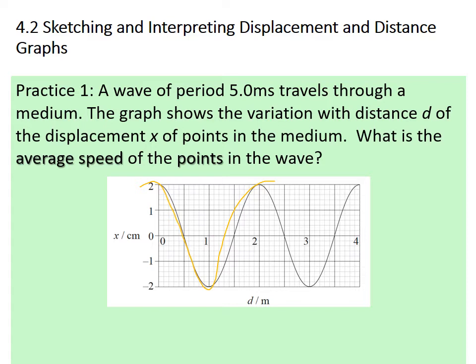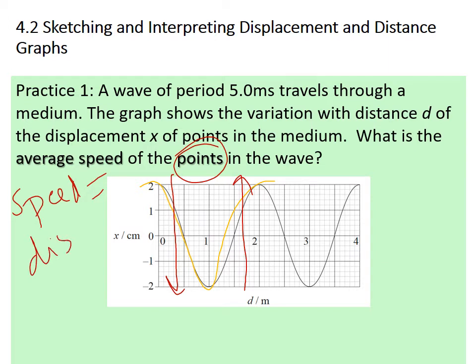Rather, the particles will oscillate up and down in one period, in one oscillation. So they'll go from 2 to -2, and then from -2 back up to +2. That's what the points are doing in the wave. So speed equals distance over time. And in this case, we have to be careful about what distance we're talking about. It's not the distance traveled by this oscillation, it's the distance traveled by the points that are vibrating.